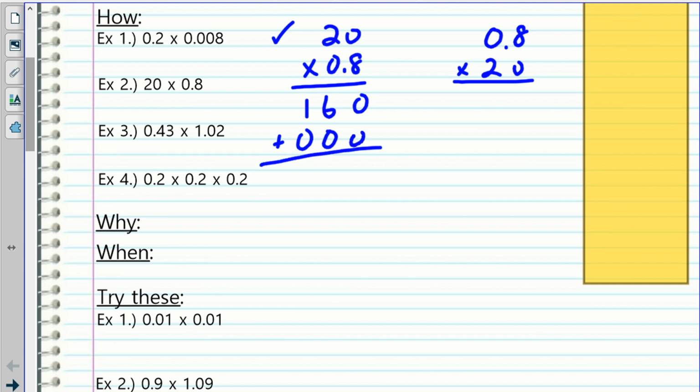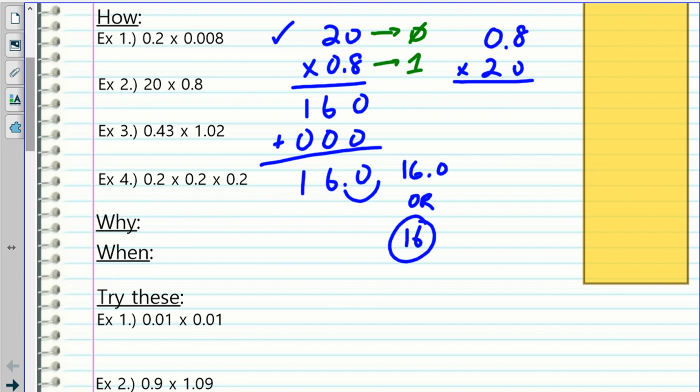Don't forget the placeholder 0 here, 0, 6, 1. And then how many decimal places are here? Nothing, nada. Here we have 1 decimal place. So that means we have to move the whole thing 1 decimal place to the left. So decimal here, 1 place to the left, 16.0, or simply just 16. Okay, all right. So let's keep going then.